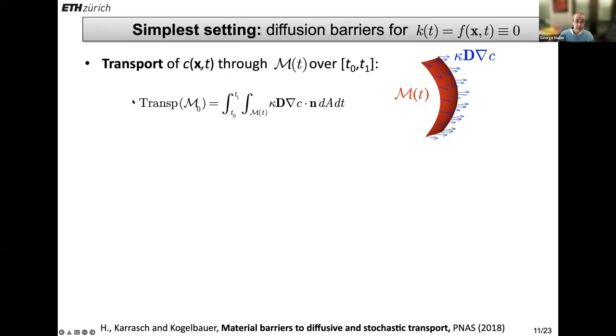You might notice that this transport functional is actually a function of the initial surface. Why? Because the position of the current material surface is fully determined by its initial position. Because the flow map, remember, just advects the initial position of a surface to its current position. The flow map is deterministic in this setting. The randomness is not coming from the velocity field, it's coming from the separate diffusive part. So at the end of the day, this only depends on the initial material surface.